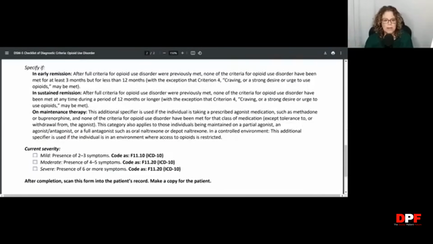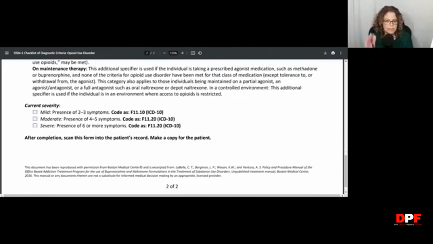And then it just goes on to specify how to note actual remission from an opioid use disorder diagnosis, and then current severity, which have different ICD-10 codes, which is a diagnostic code. Mild is 2 to 3 symptoms, moderate 4 to 5, severe 6 or more. So this is what happened.